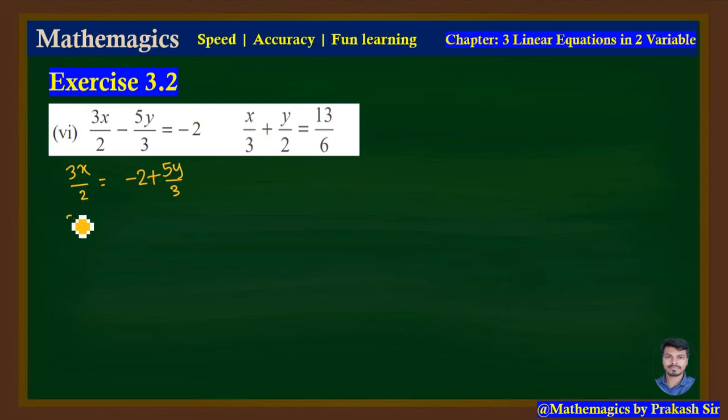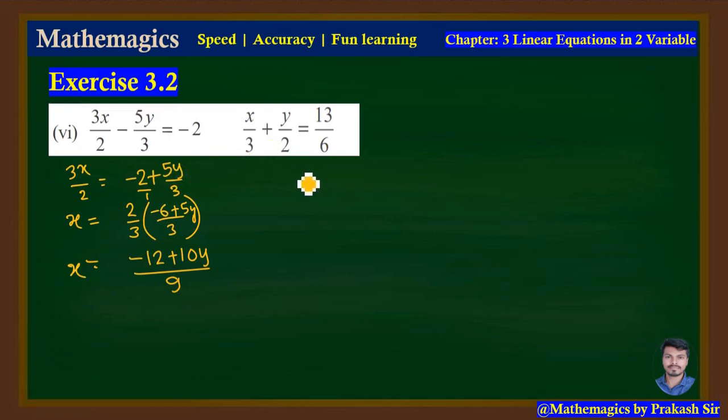So again here the value of x is equal to 3 by 2 is multiplied here, so that becomes 2 by 3 into, here the LCM becomes 3. So 3 into minus 2 becomes minus 6 plus 5y. So here again we can solve it as 2 minus 6s are minus 12 plus 2 fives are 10y whole divided by 3 into 3 becomes 9. So this is the value of x, and this value I'm going to put in the second part, and let us have it.